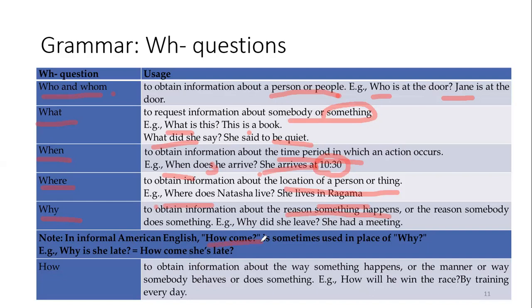And that's an informal American expression. Okay, American English expression. And then the question word how is to obtain, we ask the question word how to obtain information about the way something happened. The way means කොහොමද දෙයක් වුනේ කියන එක. The manner of something or the way somebody behave. Right? So, for example, how will he win the race?